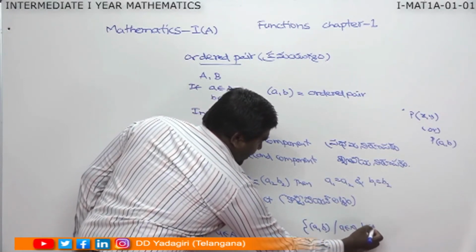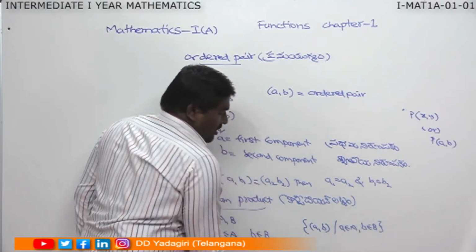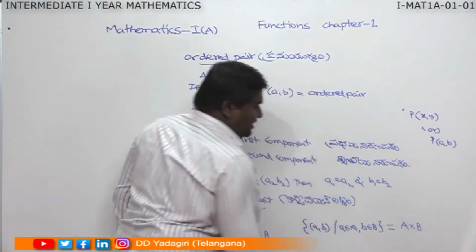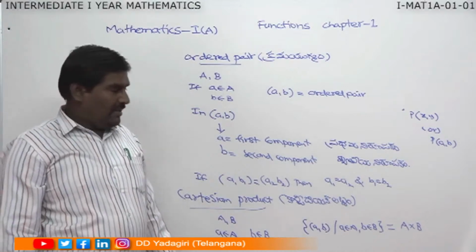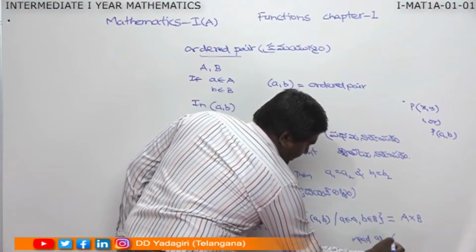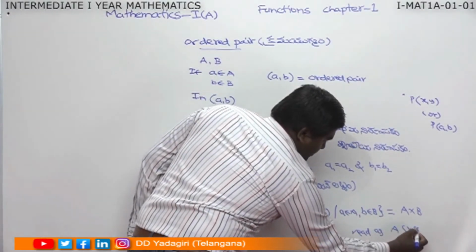Now, the set of ordered pairs (a, b) such that a belongs to A, b belongs to B is called the Cartesian product of these two sets. It is denoted by A cross B and is read as A cross B.